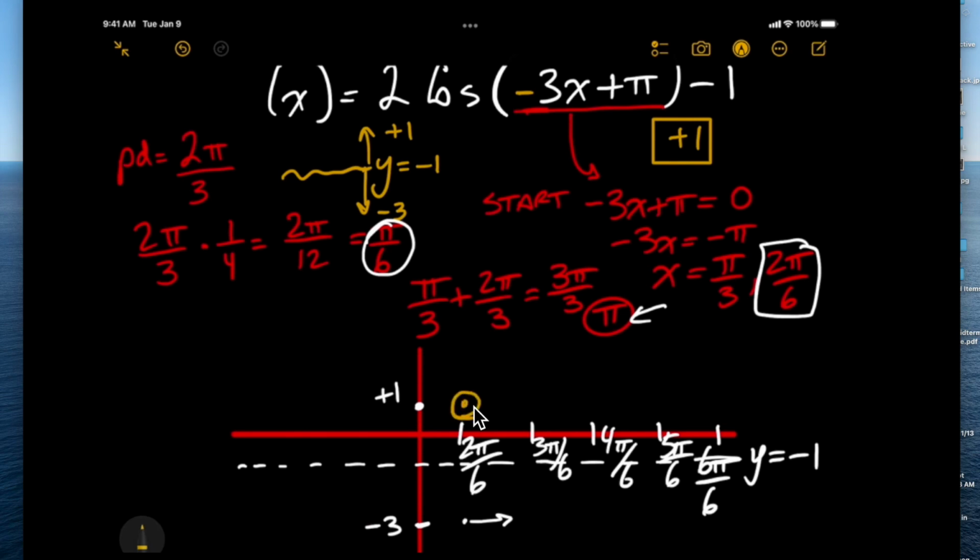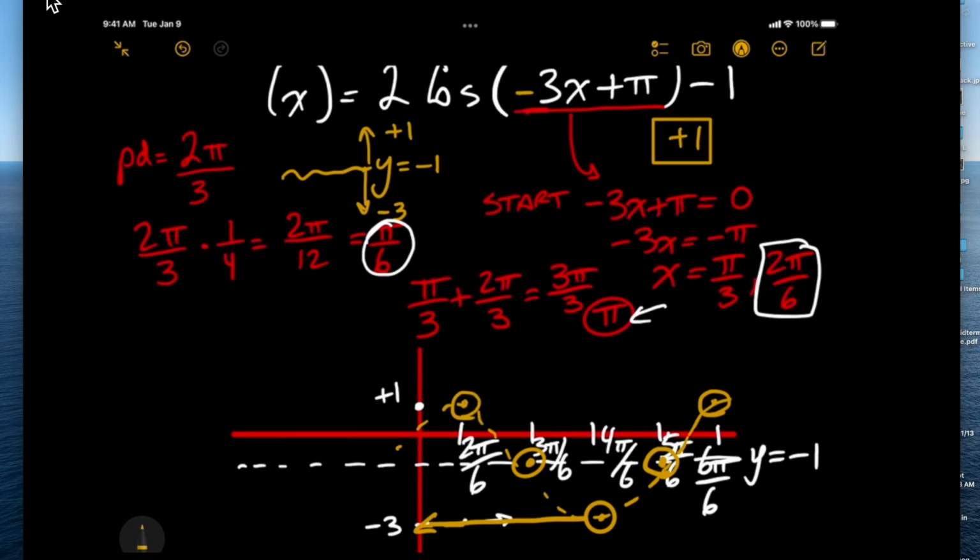Next, the cosine graph goes to the middle. The middle of our graph is that dashed line, which is y equals -1. A fourth of a period later, we will be at the minimum, which is y equals -3 here. Next, we go back to the middle of the graph, and then finally back up to the maximum. So this is what we anticipate our graph to be based on what we've discussed.